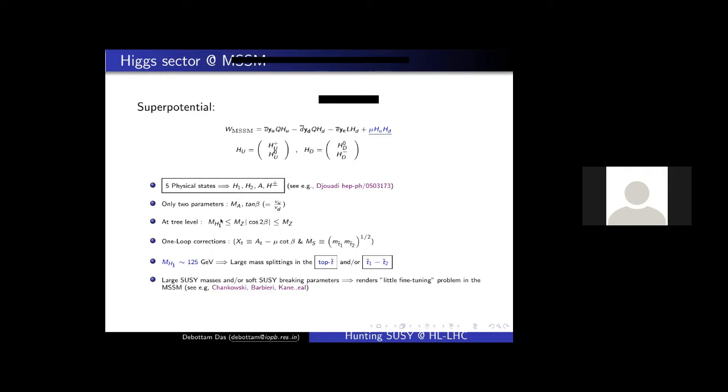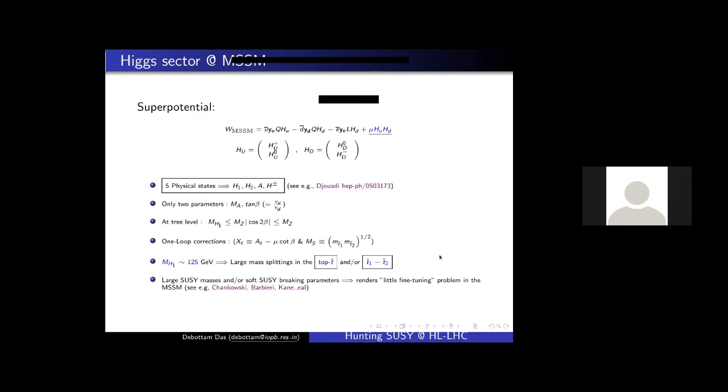So, in order to have a 125 GeV Higgs scalar, one has to consider large one loop or two loop corrections in order to push the Higgs boson mass to the 125 GeV value. These loop corrections are governed by either the large mixing parameter or the average value of the stop scale. Basically, it requires either a large mass splitting between top and stop, or stop one and stop two. So it requires either a large bare mass squared parameter or a large trilinear coupling. It basically renders a little fine-tuning problem in the MSSM.